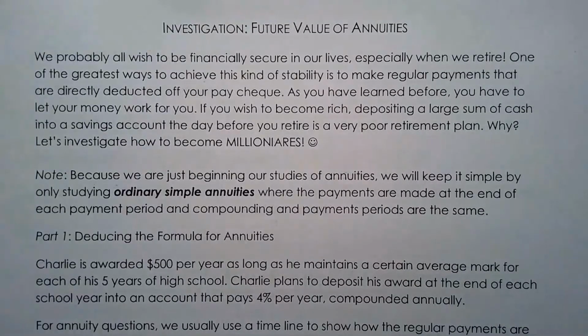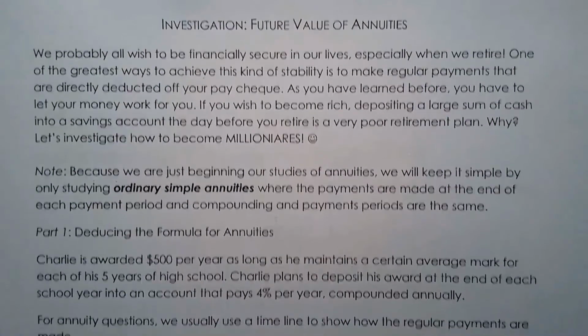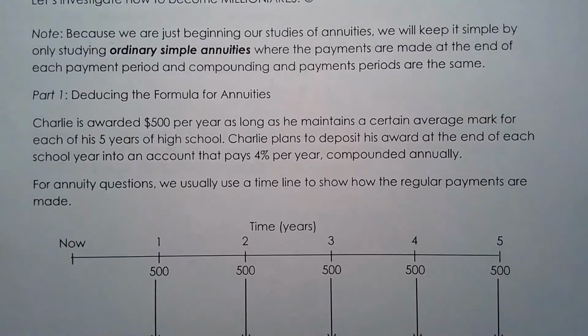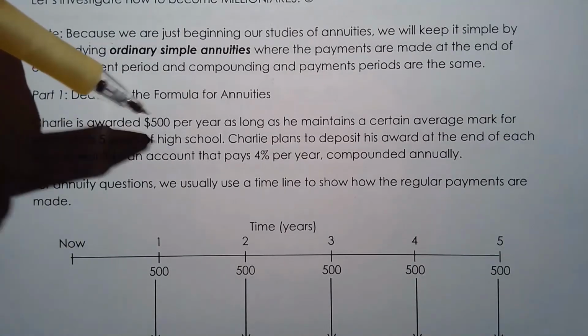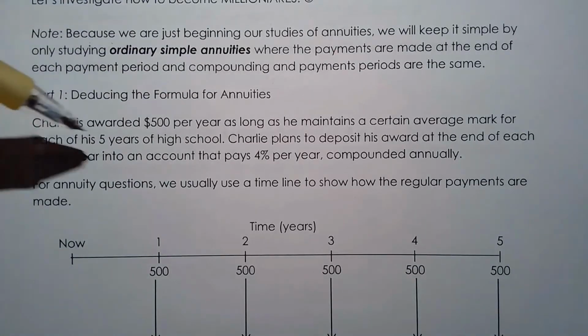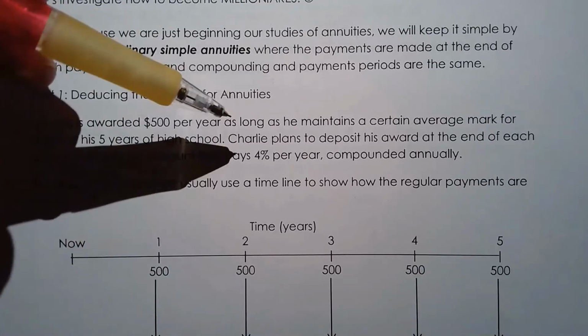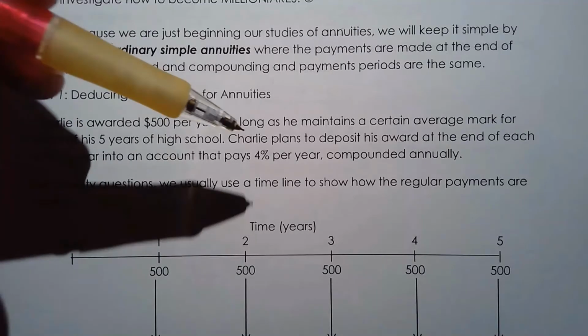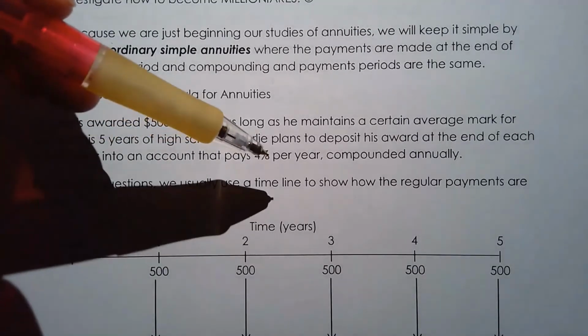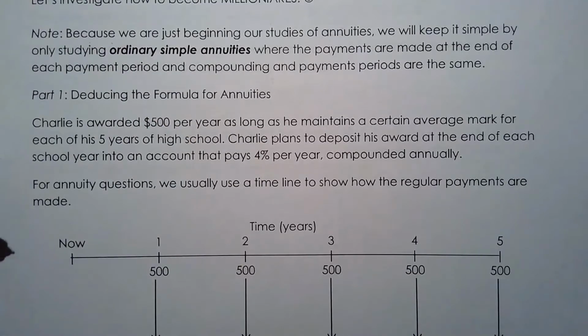Future value of annuities. You know what, the best way to explain it is by looking at this pretty simple example here. So Charlie is awarded $500 per year as long as he maintains a certain average mark for each of his 5 years of high school. Charlie plans to deposit his award at the end of each school year into an account that pays 4% per year compounded annually.